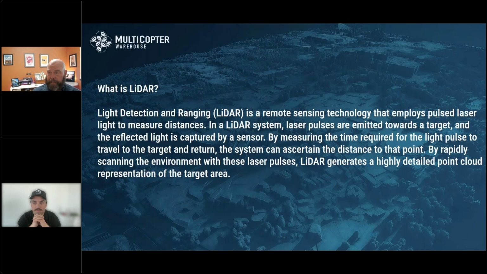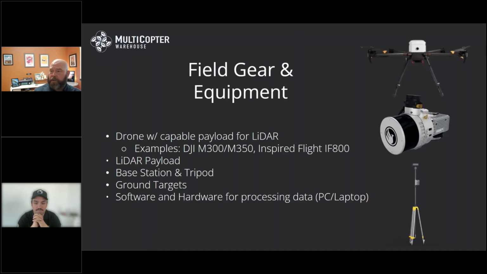It's a remote sensing technology that employs pulsed laser light to measure distances. In a LiDAR system, laser pulses are emitted towards a target, and the reflected light is captured by a sensor. By measuring the time required for the light pulse to travel to the target and return, the system can ascertain the distance to that point. By rapidly scanning the environment with these laser pulses, LiDAR generates a highly detailed point cloud representation of the target area.